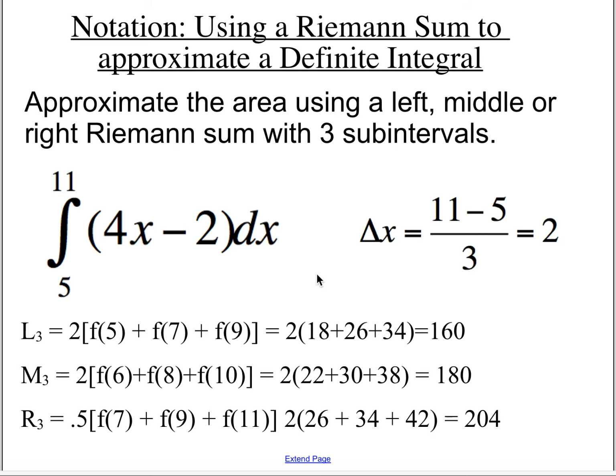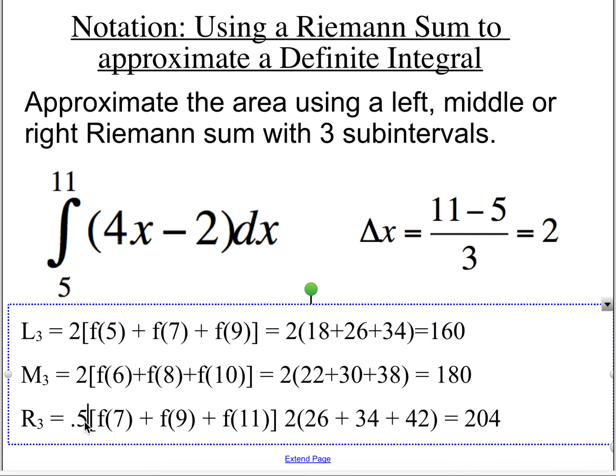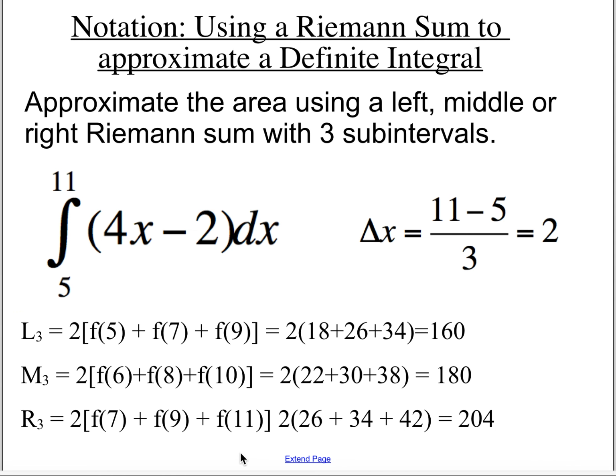So what you should have figured out first is your delta x. When you're going from 5 to 11, and you want to use 3 subintervals, 11 minus 5 is 6, 6 divided by 3 is 2. Sorry, this should have been a 2 out here. My 2 is out front because it's the same width, and then I used the y values at 5, 7, and 9, and that got me 160. For my midpoint Riemann sum from 5 to 11, my midpoint occurs at 6, 8, and 10, and so I got 180. And then for my right Riemann sum, I used the y values at 7, 9, and 11, and I got 204.